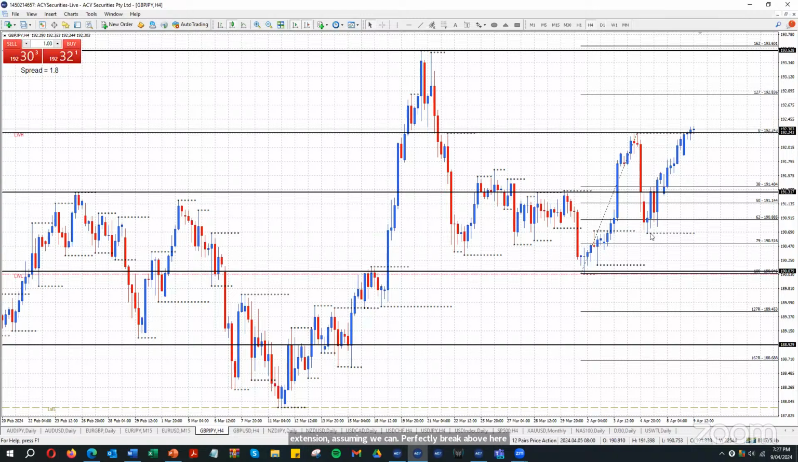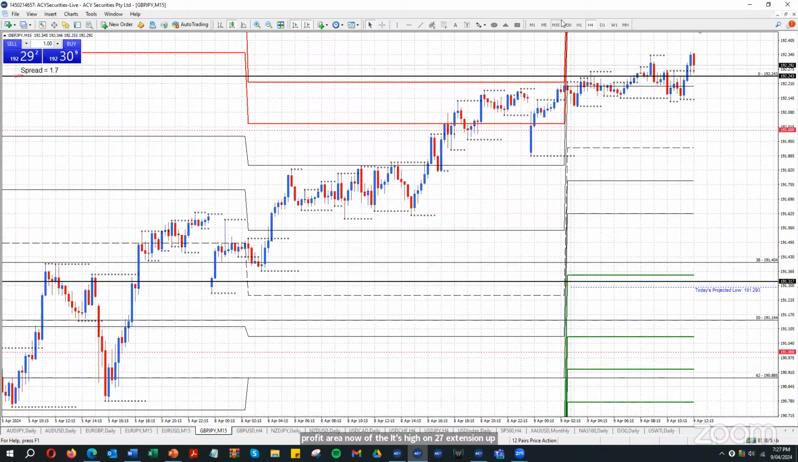But again, if you want to get to the long side, this isn't where you want to go long. You should have been looking to get long in this area last week. All right, this is kind of getting into the profit area now of this high, 127 extension up here now. Let's drop to the 15.